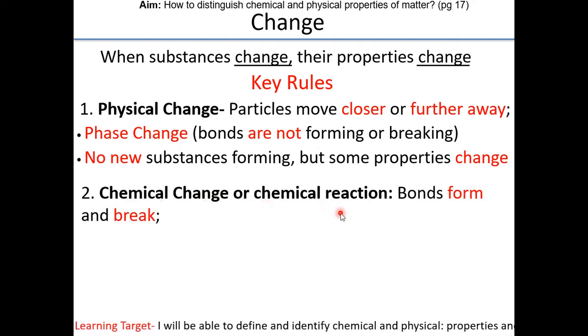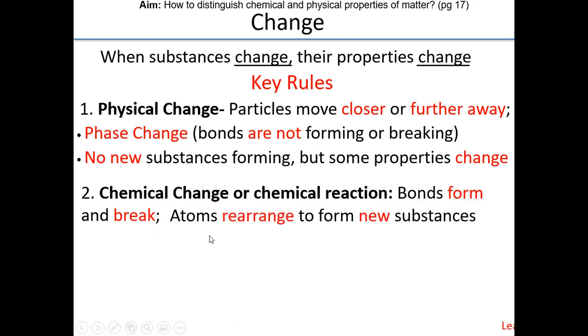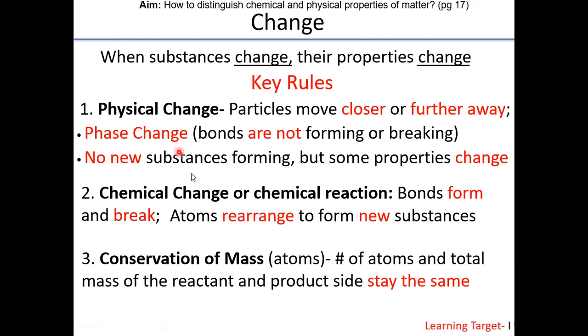Chemical change or chemical reaction. Bonds form and break, and because of that, they form new substances. Atoms, right, rearrange to form new substances. In both cases, you'll follow the conservation of mass or atoms. So this is a law. The number of atoms and total mass of the reactant, what you started with, and the product, what you end up with, stays the same.